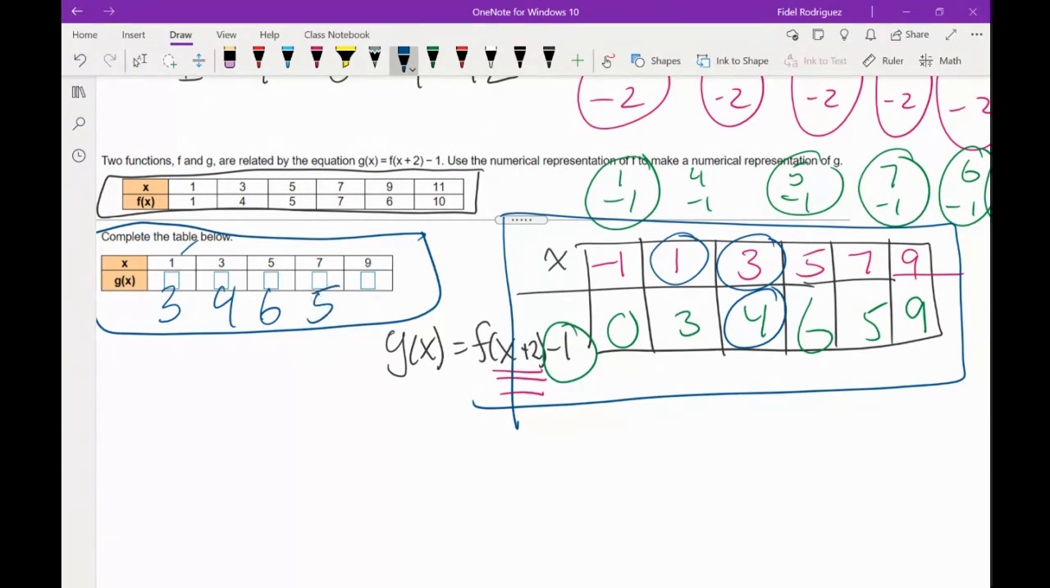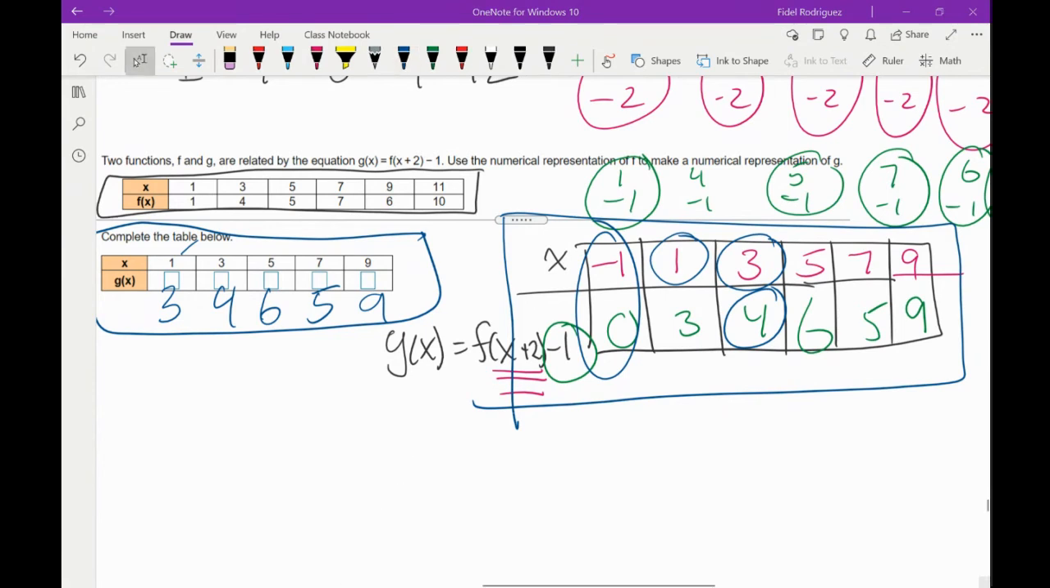When x is 9, what is our y number? 9. What about this one? They just didn't use it. Didn't mean it's not there, they just didn't use it, right? But now I filled in the table for the values that they asked me, right?